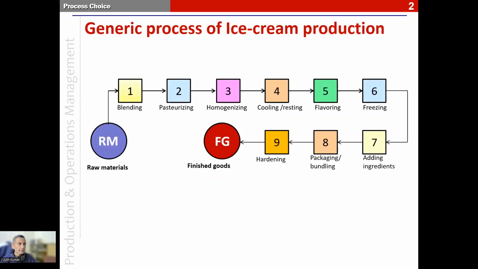Look at this picture. The raw materials which are used to make ice cream, such as milk, cream, sugar, and so on, are first fed into the stage known as blending. After this, they go through pasteurizing, then homogenizing, then cooling or resting, flavoring, freezing, adding ingredients, packaging or bundling, and finally hardening before they are available as finished goods, the ice cream that we buy in the retail store. So you can see that even a simple product such as the ice cream goes through so many different stages.